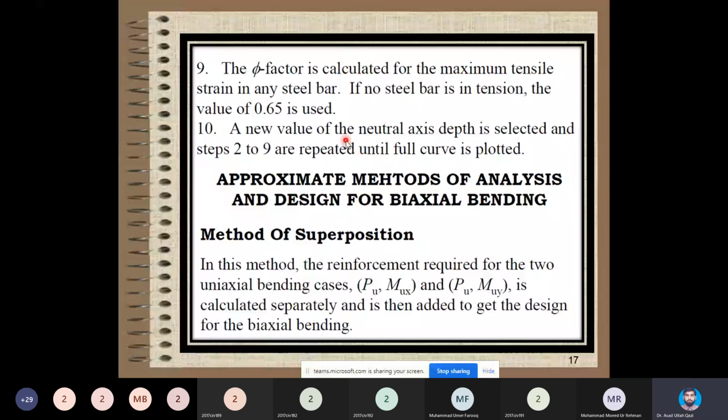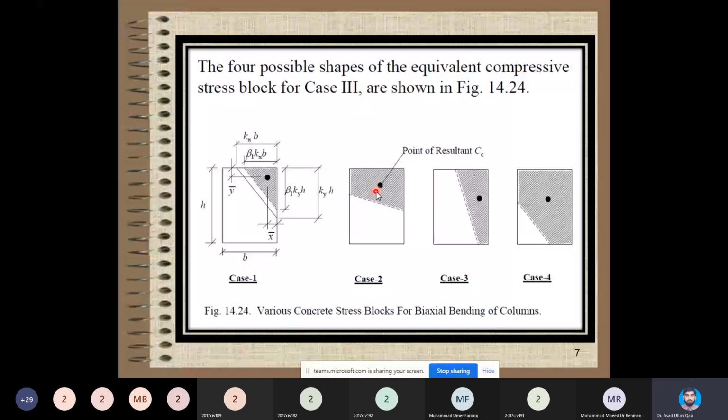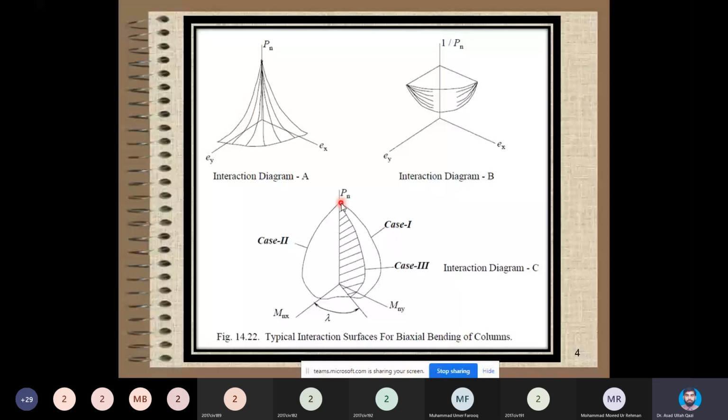So it is stated that if you are very much interested in plotting this particular slice that you are targeting, in your column under biaxial bending, you will get all the points at one unique lambda. It means you are trying to find out, against this eccentricity angle, what the combinations of P, Mx, My are. Every point on this curve will give you lambda, which is the tangent inverse of Mny over Mnx.